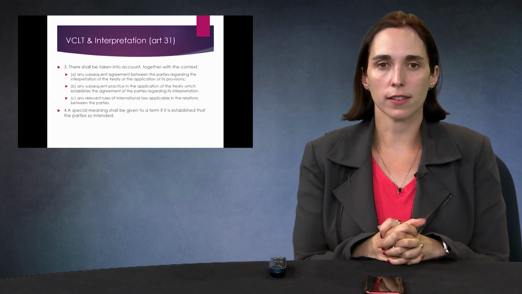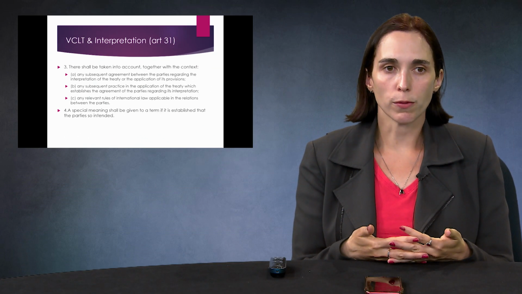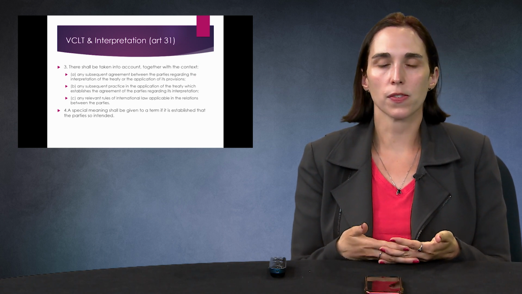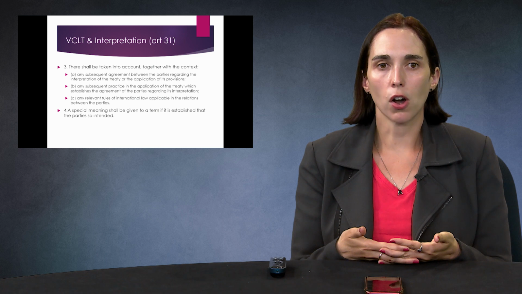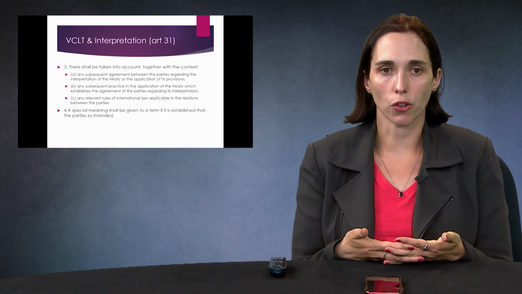In addition to the context, we'll take into account any subsequent agreement between the parties regarding the interpretation of the treaty or the application of its provisions, and any subsequent practice in the application of the treaty, which establishes the agreement of the parties regarding its interpretation, as well as any relevant rules of international law applicable in the relations between parties. So I want to make a couple of comments here about soft law instruments that can include UN resolutions, which I mentioned earlier, but can include norms of behavior or standards documents that are not in and of themselves binding law, but that can contribute under the right circumstances to the development of binding international law.